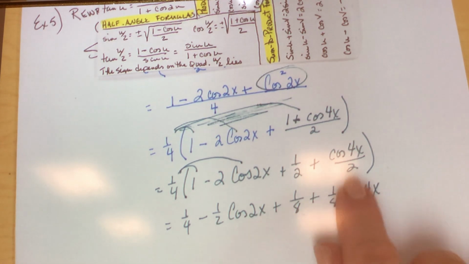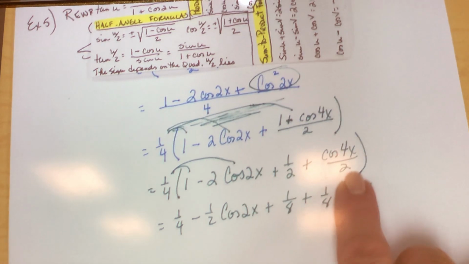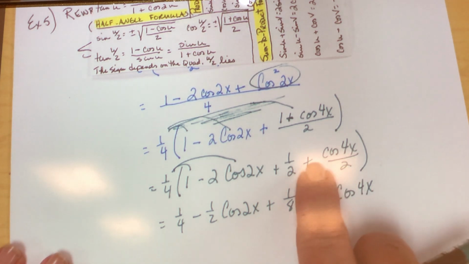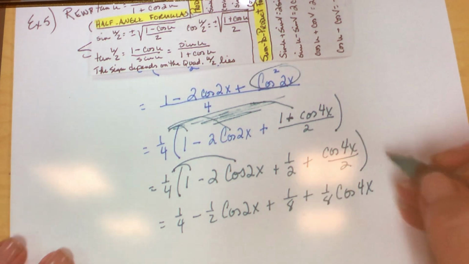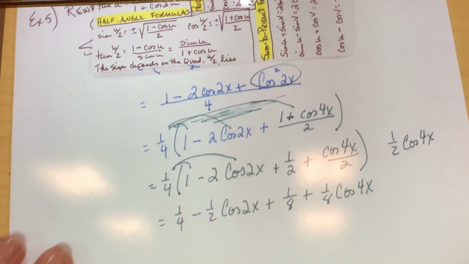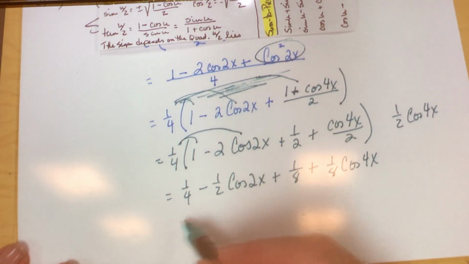Cause I just pulled it out and this right here is the same thing as 1/2 cosine 4x. Do we use a calculator? Okay? Well, so far I haven't needed one.